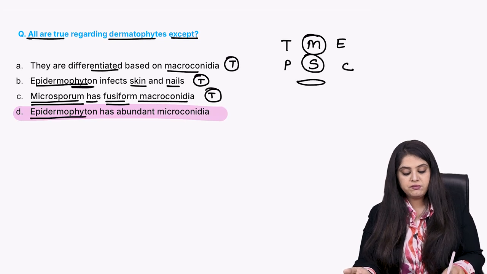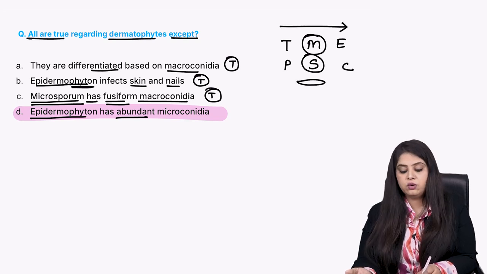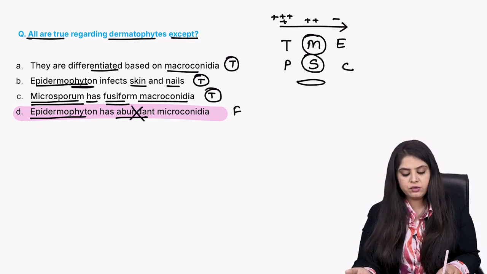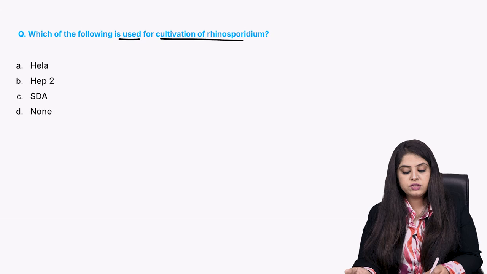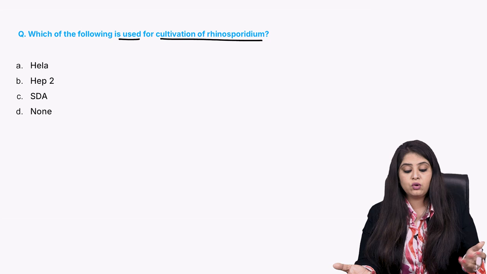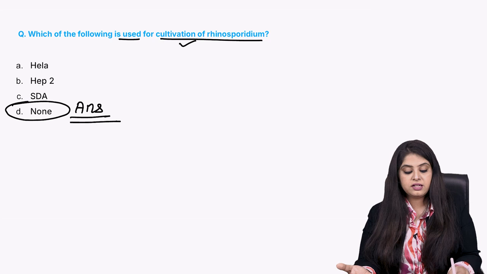Does Epidermophyton have abundant microconidia? No, the microconidia go in a descending order. Maximum are in Trichophyton, then in Microsporum, and Epidermophyton hardly has any. That was the false statement and the answer over here. Moving on to the next question. What is used for the cultivation of rhinosporidiosis? I don't have to read anything because Rhinosporidium is non-cultivable. So none of these. Please don't mess up thinking it's a fungus and mark SDA.